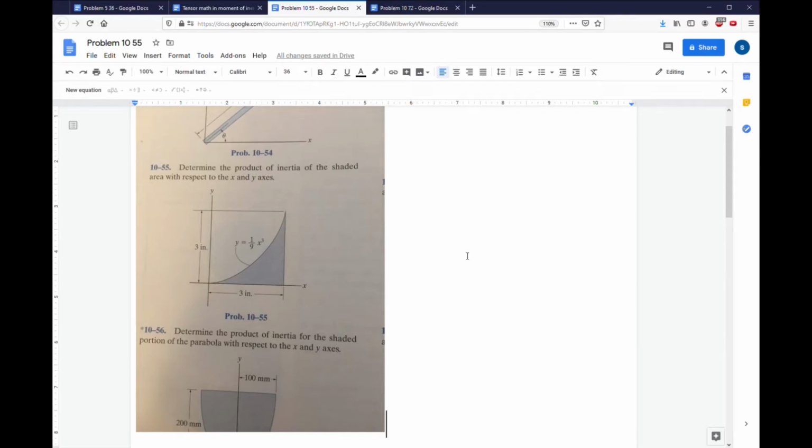Problem 10.5.5. Determine the product of inertia of the shaded area with respect to the x and y axes. So this shaded area right here is bound by the sides x equals 0, y equals 3 inches, and this side, which follows the formula y is equal to 1/9 x cubed, assuming that both y and x are in inches.